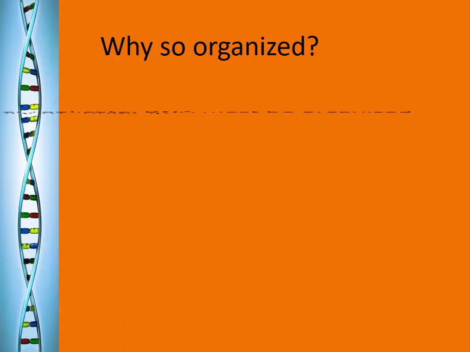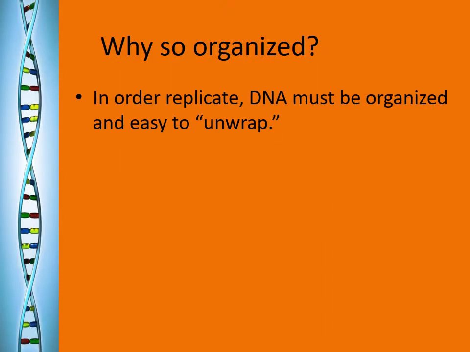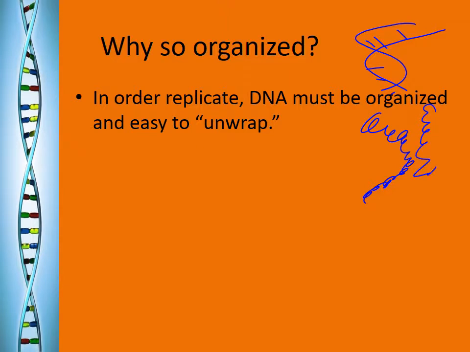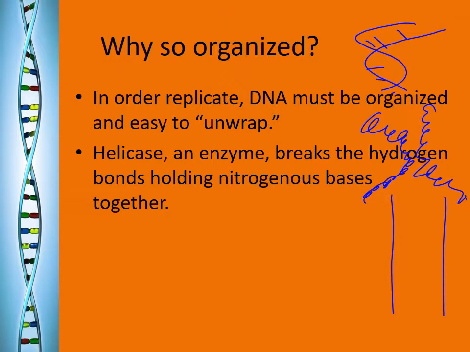Again, why so organized with all of this? In order to replicate DNA, DNA must be organized and easy to unwrap. You can't have something going from this helical structure and suddenly, no, you have to be able to unwrap it, because technically what you're looking at is several coils of all of this going on. It's kind of hard to copy that in that form. So DNA has to be able to be unraveled in order to make copies of the original strand. So it has to happen, like I said earlier, in a very organized format.